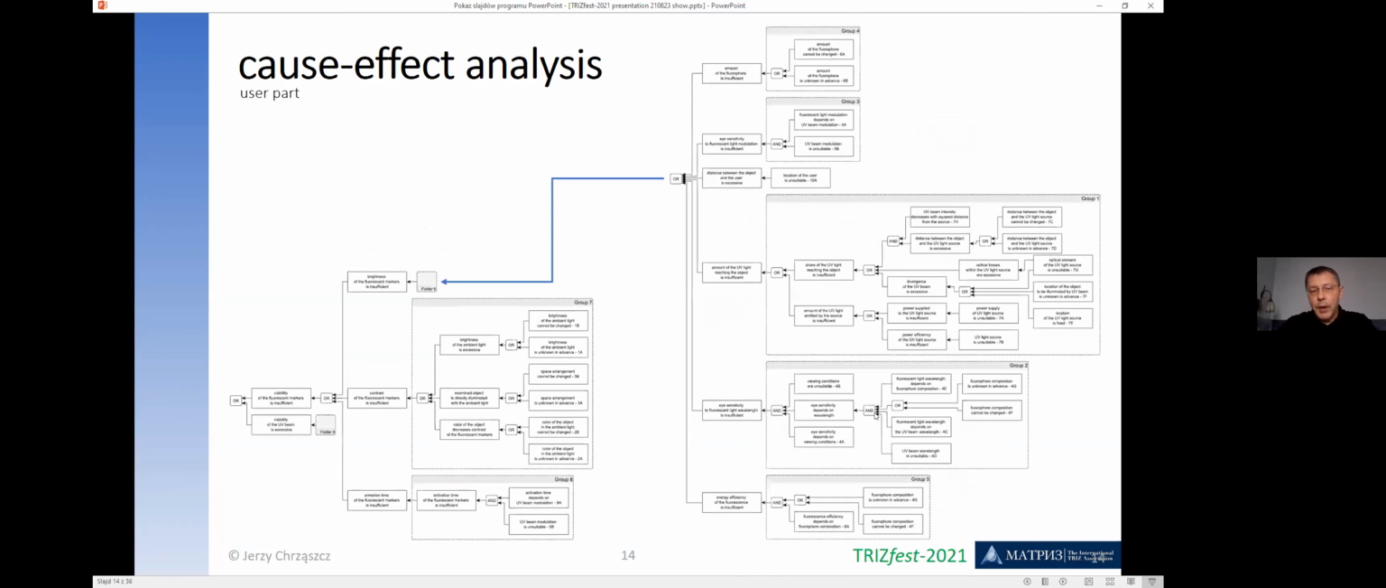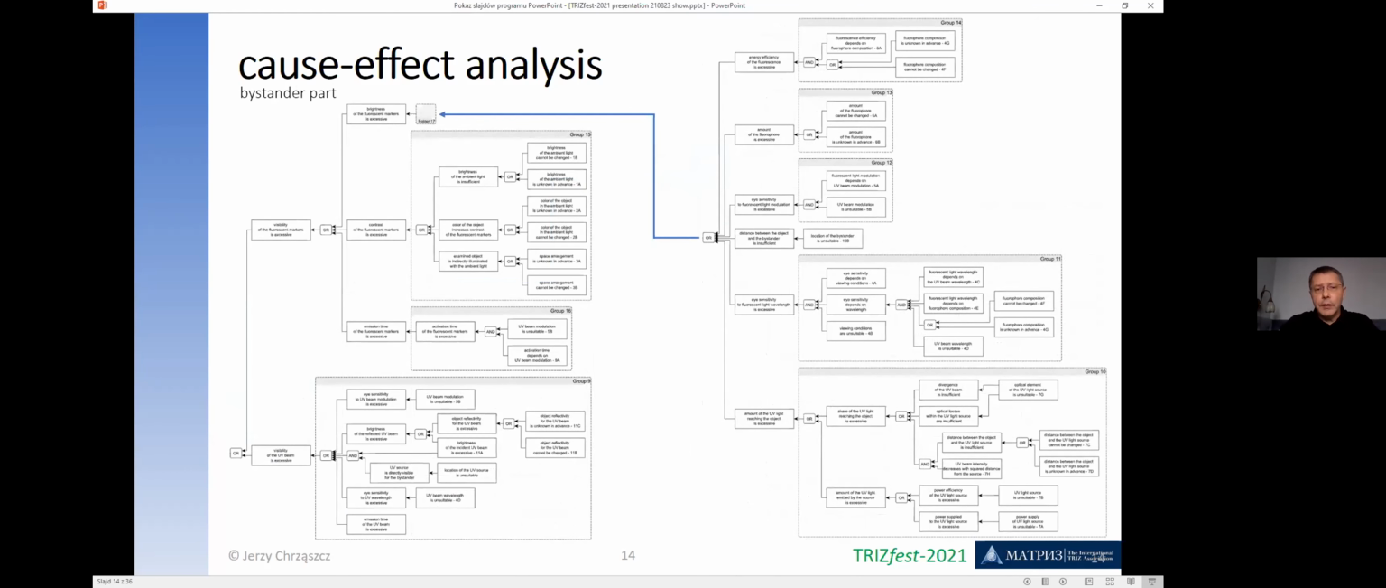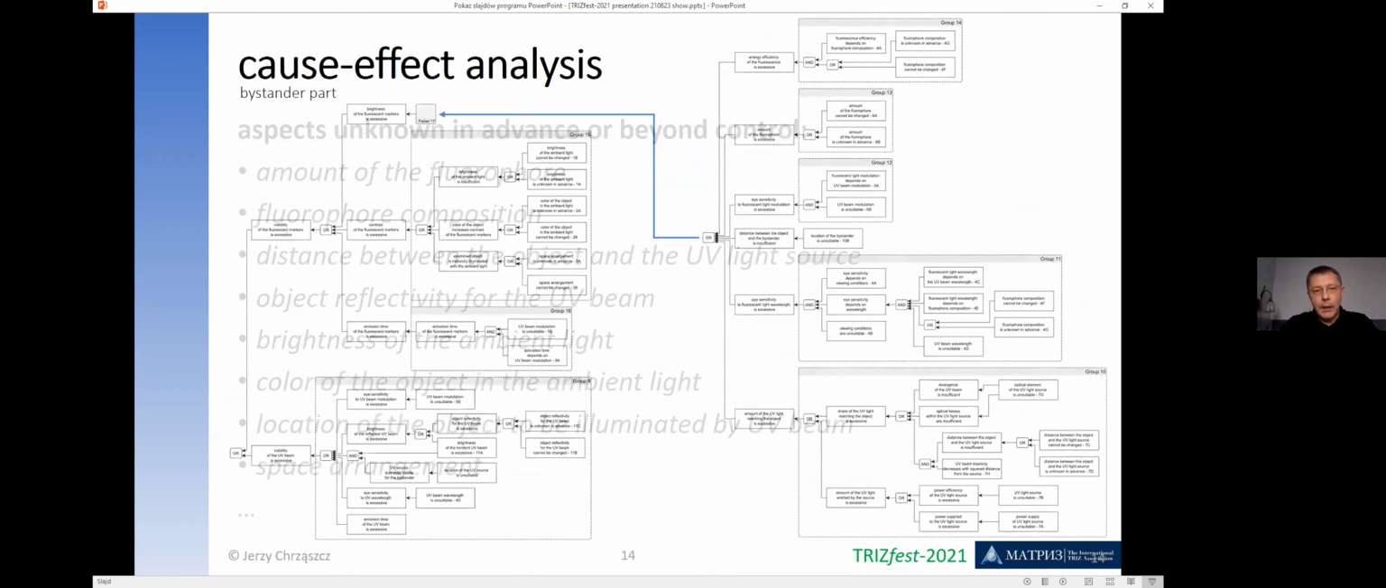Because the different parts of this cause-effect model actually describe the same optical phenomena, the structures are similar, and the subgraphs mainly differ in opposite conditions. I mean, what is insufficient for the user is excessive for the bystander and vice versa. On top of this, several root causes identified are common because the optical phenomena are common to these use cases of the system. So they are repeated several times in this model.